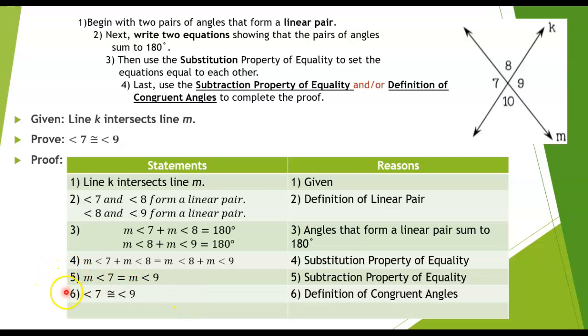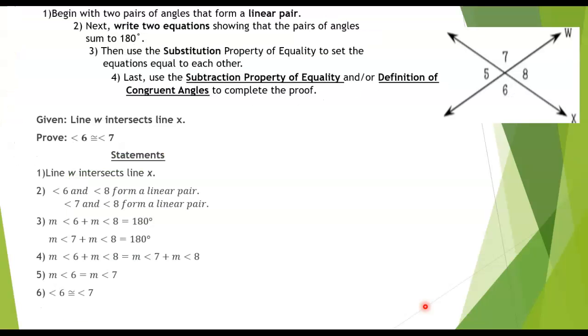Then I can move on to my final statement to complete my proof, which is statement 6: angle 7 is congruent to angle 9. Why? By the definition of congruent angles. And I am ready for my next example.